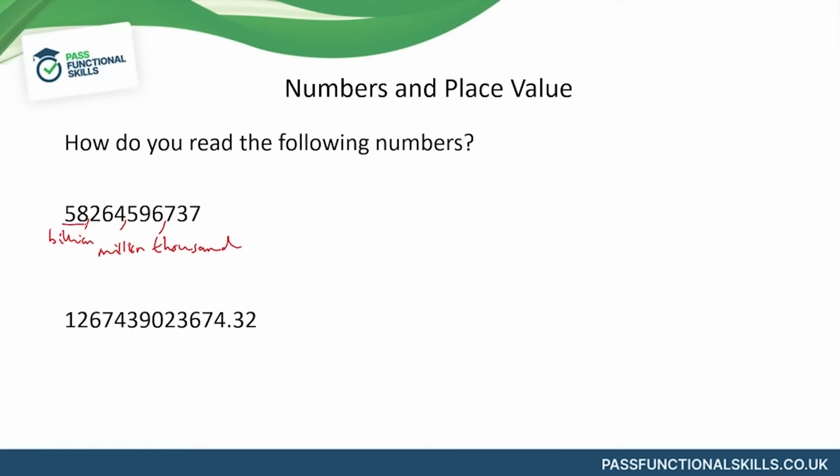So this is 58,264,596,737. With this next number, it's a decimal, but the decimal point bit doesn't make it any harder. Just remember that after the decimal point, when you say point, you just read the numbers individually. So this is 0.32. You will hear some people say 0.32, but it should be 0.32.